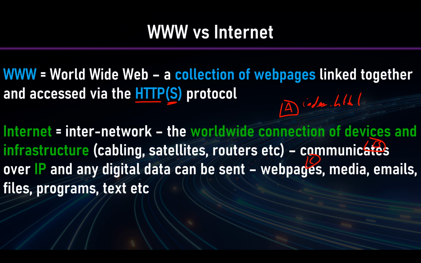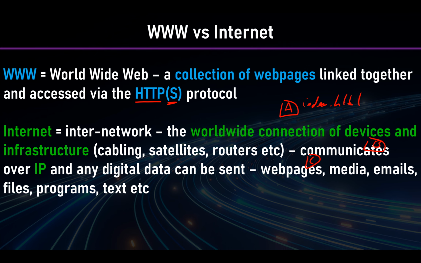Then, in contrast, the internet is an internetwork. That's the worldwide connection of devices and infrastructure, so for example cabling, satellites, routers, etc. And it's going to communicate over IP, the internet protocol. That can be version 4 or version 6, which I think we'll see in a later lesson.